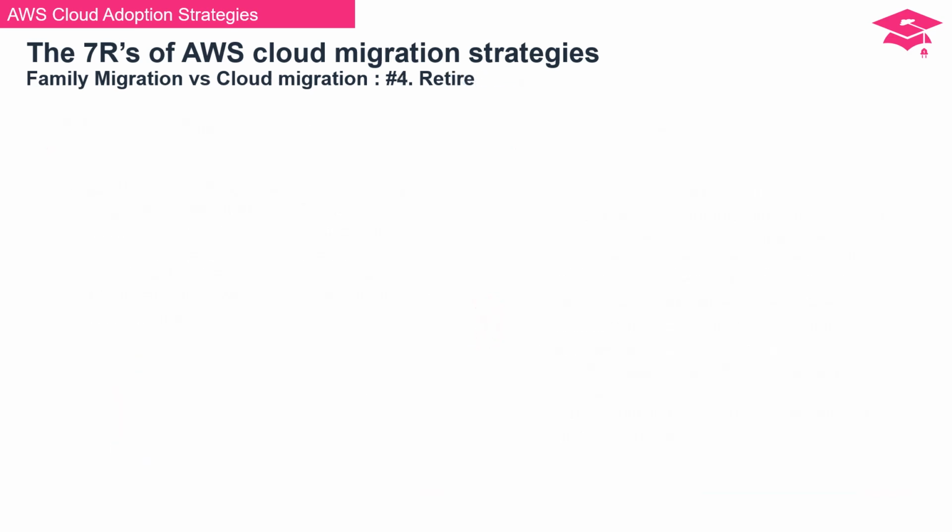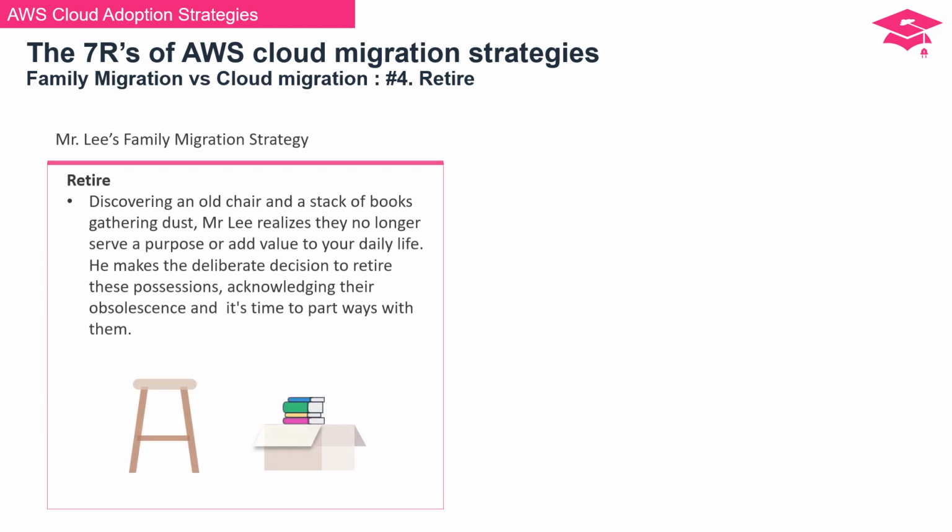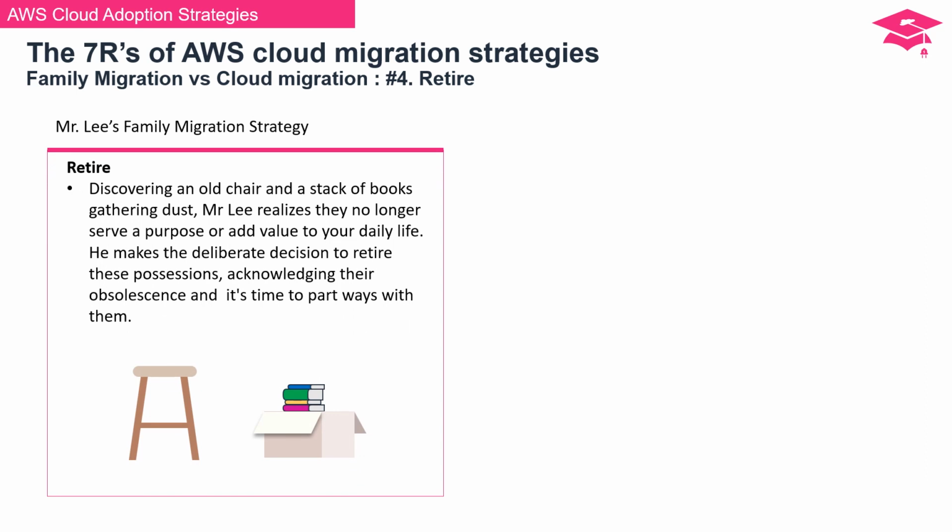Moving on, now, let's explore the fourth R of AWS Cloud Migration Strategies, retire. In Mr. Lee's family migration, he stumbles upon an old chair and a stack of books collecting dust. Realizing these items no longer serve a purpose or add value to their daily life, he makes a conscious decision to retire them. It's a moment of acknowledging obsolescence and understanding it's time to part ways.